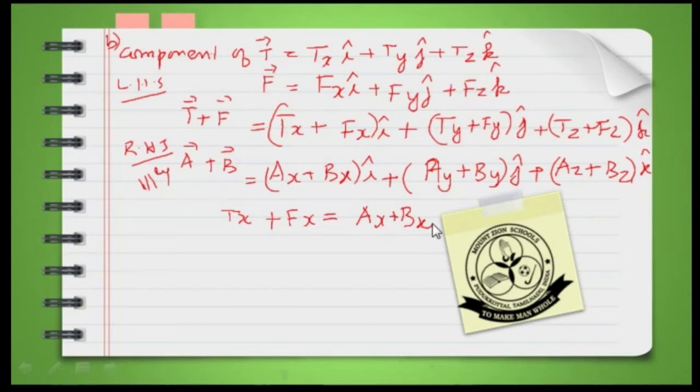C and D, you may continue as this. So, what would be the answer for C? Answer is Tx minus Fx is equal to Ax minus Bx. And answer for D is the same step as we followed in the previous steps.